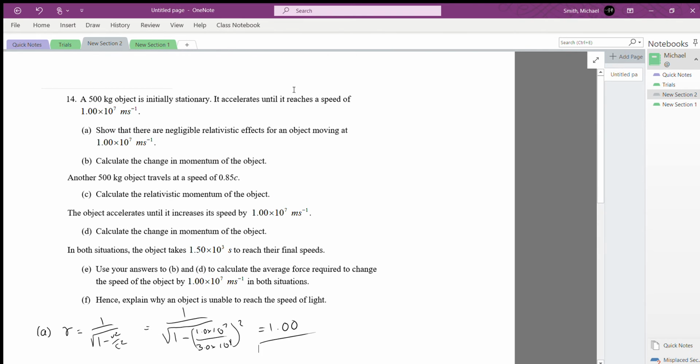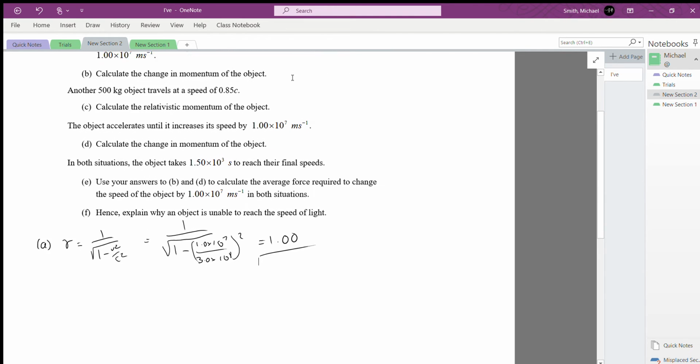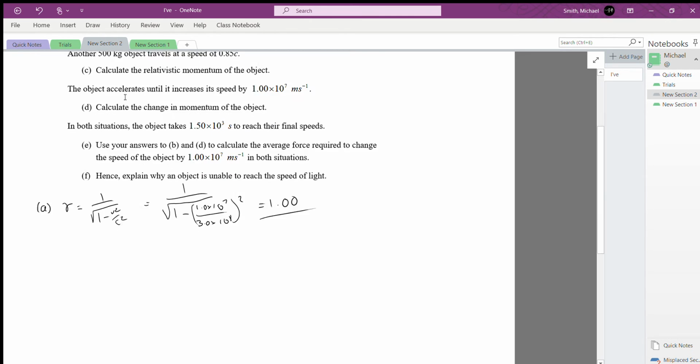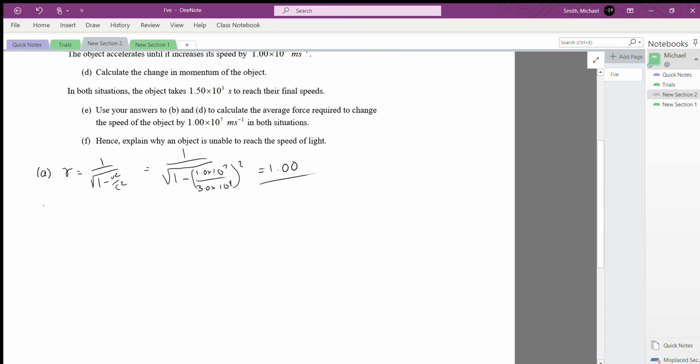Part B, we need to work out the change in momentum of the object. So here, the change in speed, it goes from 0 meters per second to 1 times 10 to the power of 7 meters per second. So the initial momentum is 0, the final momentum is easy to calculate.